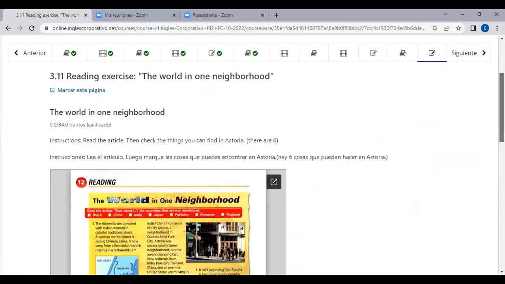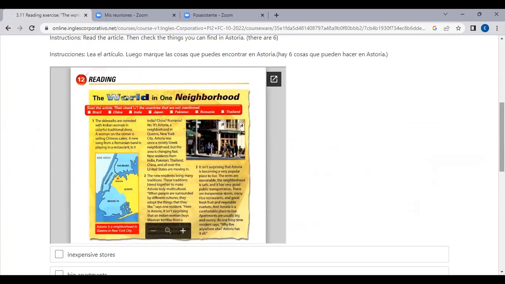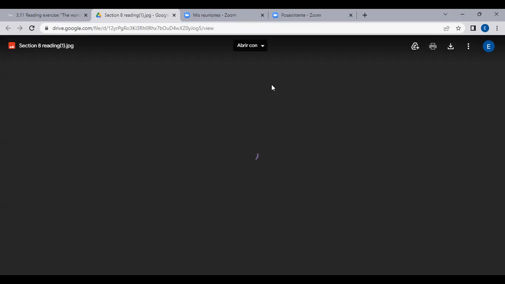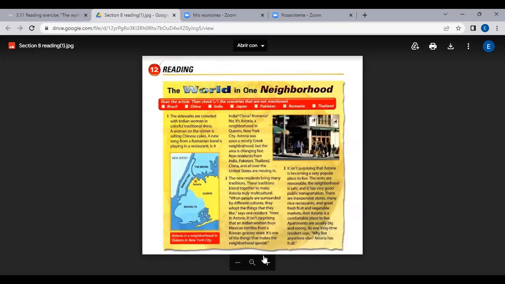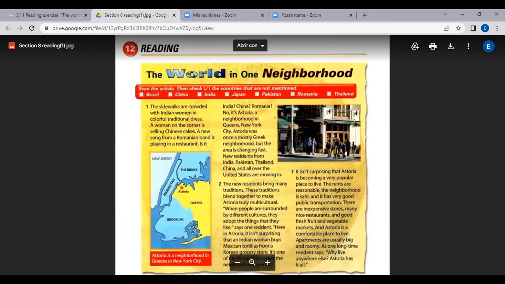You are talking about this reading, the word in one neighborhood. Is this one? Yes, teacher. On observation, my answer is inexpensive stores, big apartments, great markets, nice restaurants, many different cultures, interesting old buildings, good public transportation. Is all answer is bad, teacher.